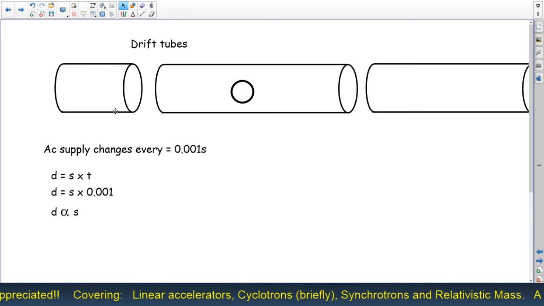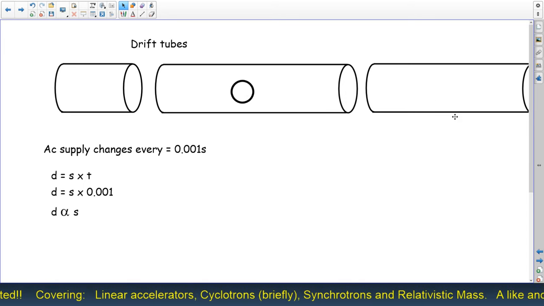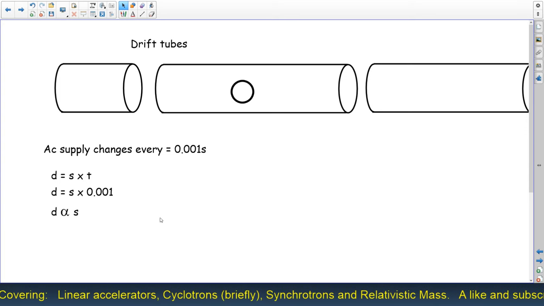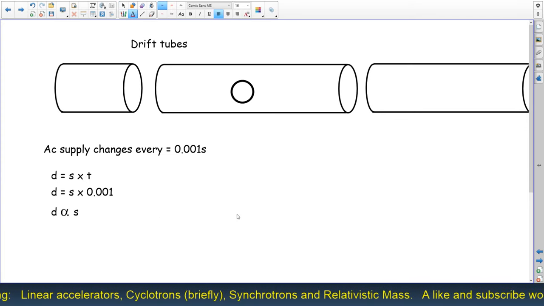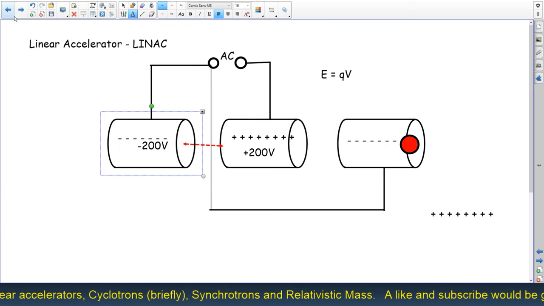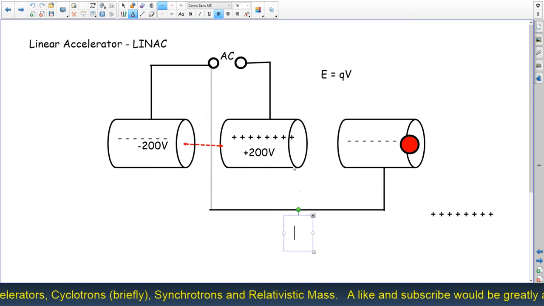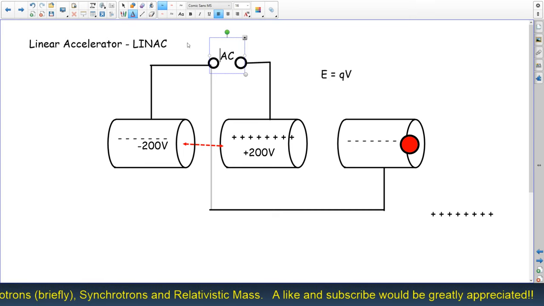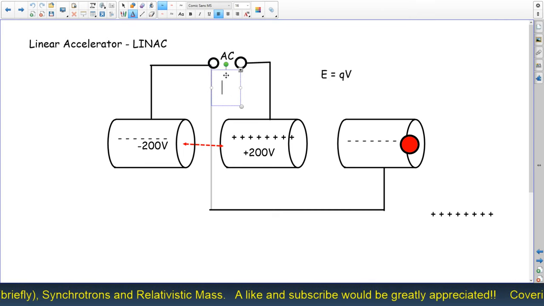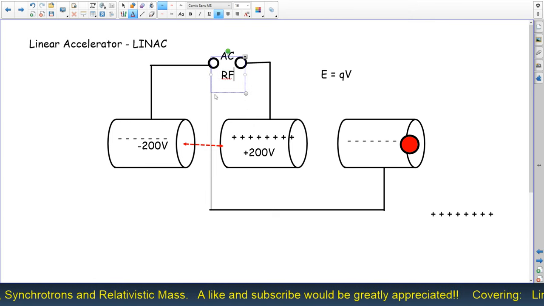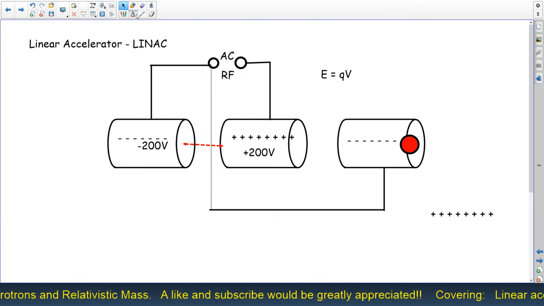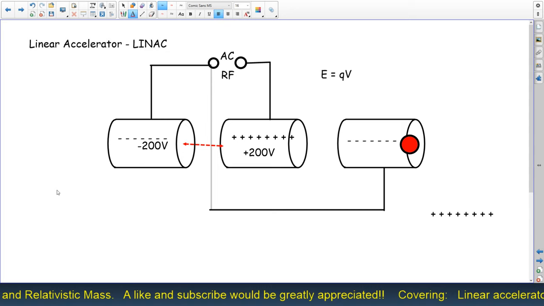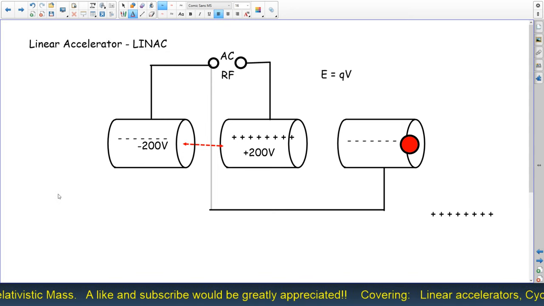So we need to make this thing progressively longer and longer, and that's an issue. Now, to give you an idea of how much of an issue this is, let's go back to our original design here. We'll keep these at the size they are. If we have our AC supply being radio frequency, radio frequency AC supplies are buildable. They will give you frequencies in the kilohertz to megahertz range.